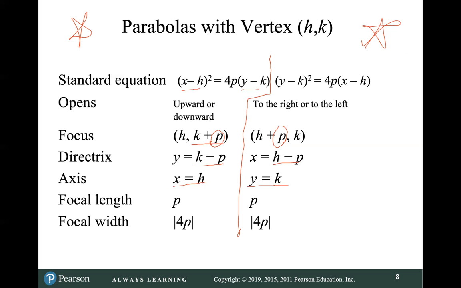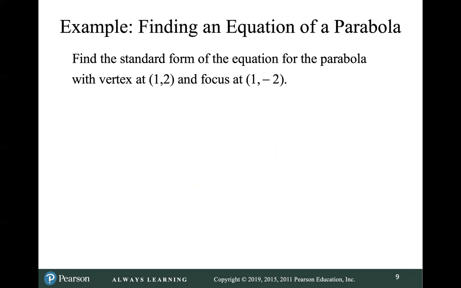So all we've done is add a component of h and k to each of our formulas. Let's look at what that would look like computationally. We want to find the equation of a parabola in standard form if we're given now not the focus and directrix, but the vertex and the focus. Again, I'm going to start by drawing a picture.